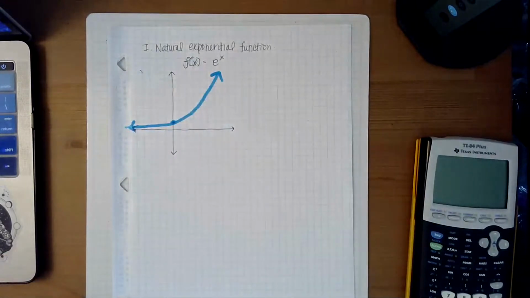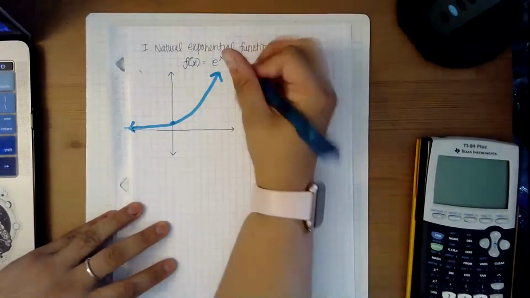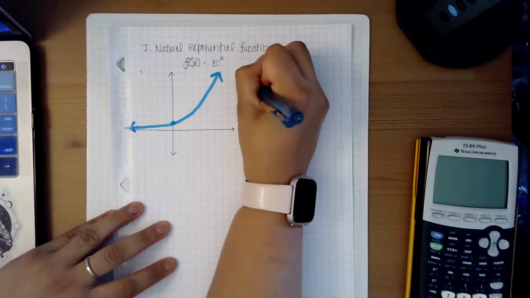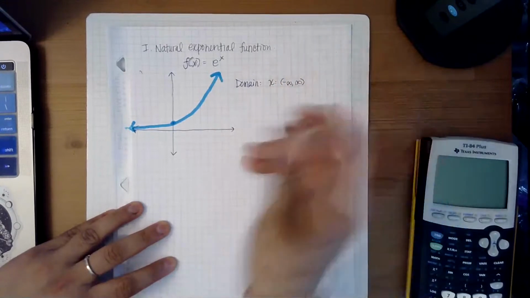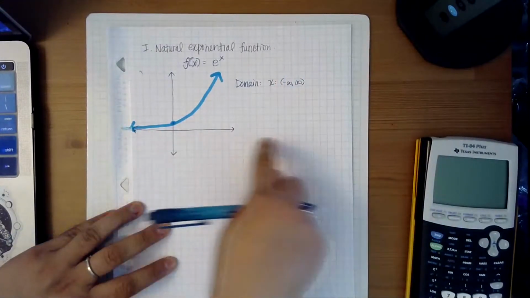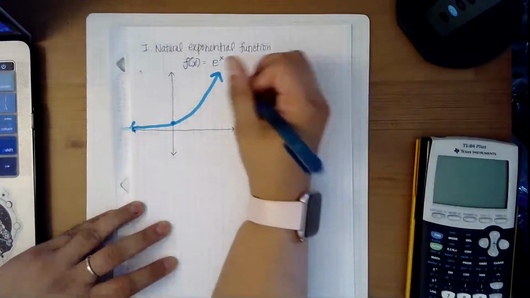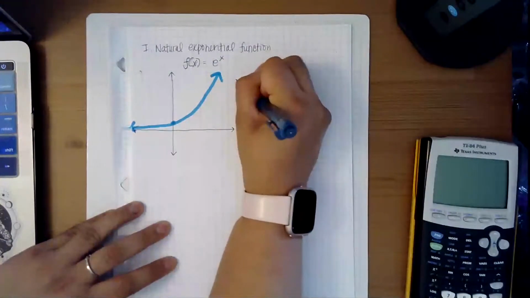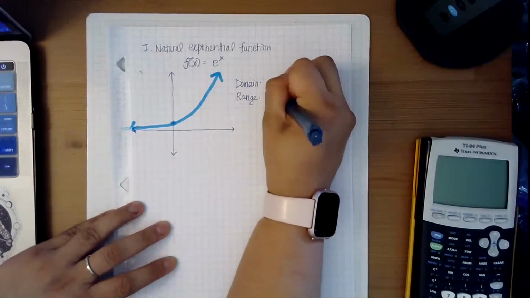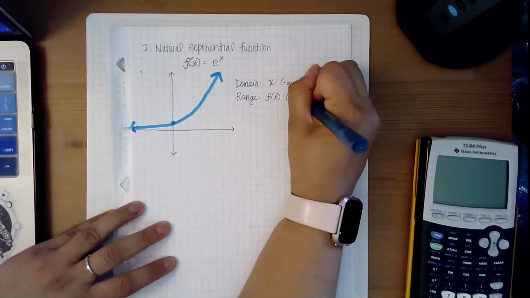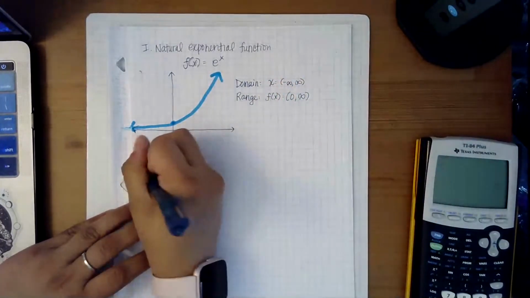So looking at that, we're going to recognize that the domain for this function is x such that negative infinity to infinity. However, there is a horizontal asymptote at y equals 0, so its range means that the natural exponential function can only have positive output, so non-inclusive 0 to infinity, okay?